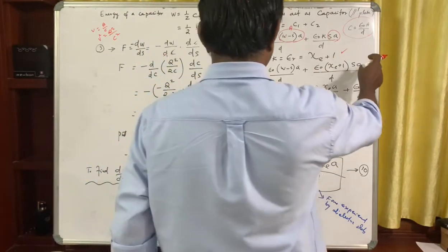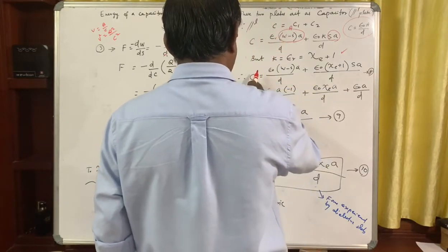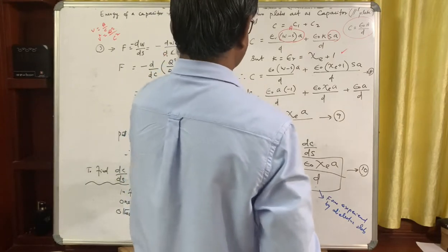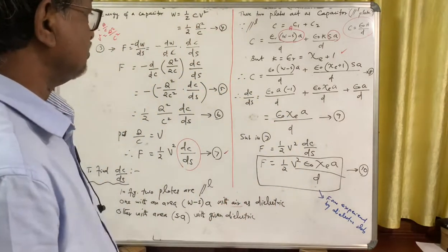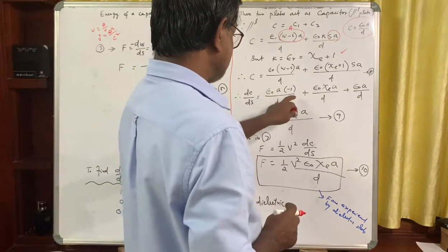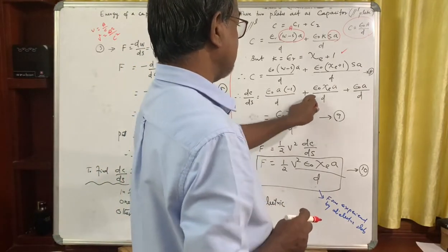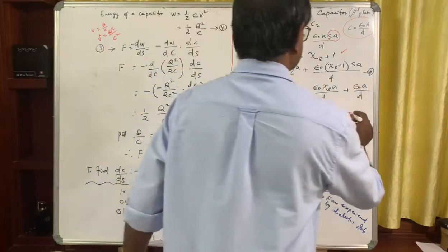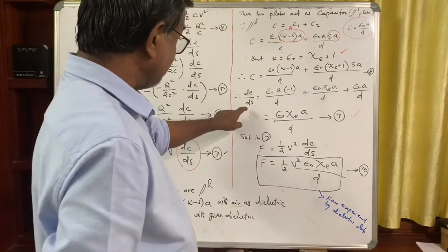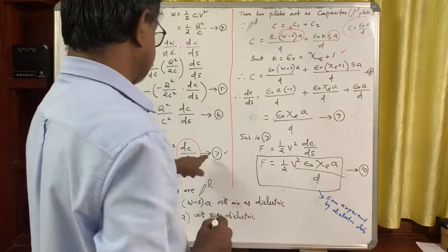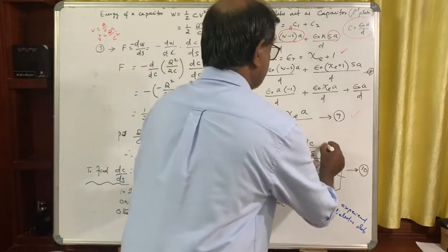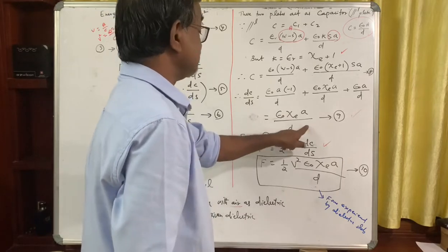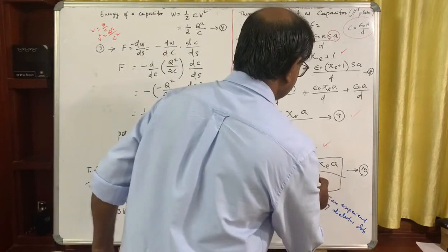So equation 8. And substituting the value of C and using this equation 8, we can find dC by dS, differentiate C with respect to S. So this becomes epsilon 0 A into minus 1 by D plus epsilon 0 chi A by D plus epsilon 0 A by D. So we are getting this equation. Substituting the value of dC by dS in equation number 7, we are getting this equation. And finally, half V square dC by dS, the value of dC by dS is equation number 9. So this is the value of the dC by dS.